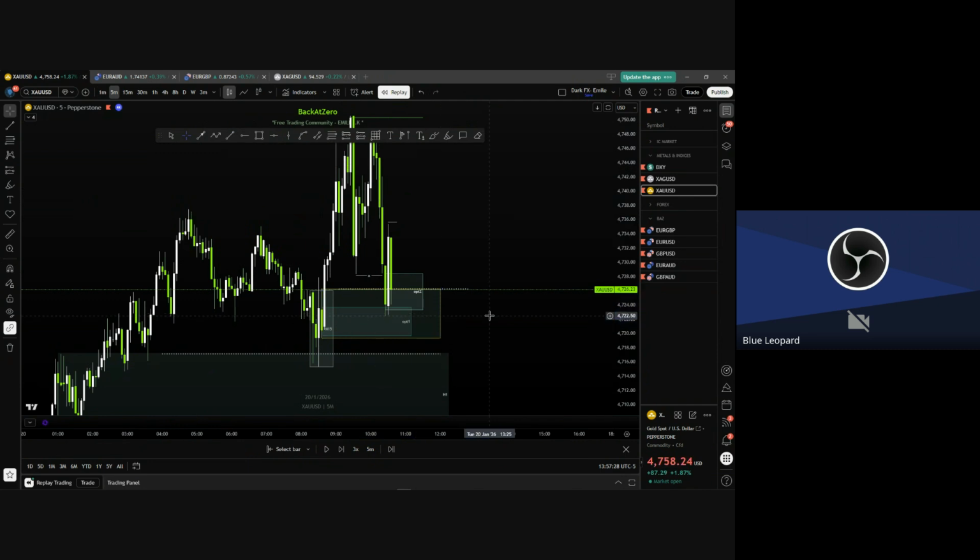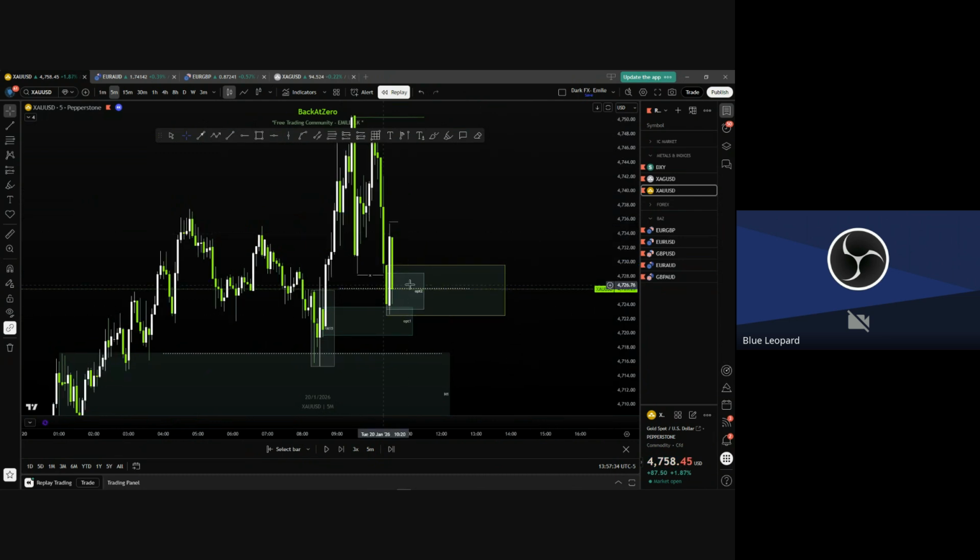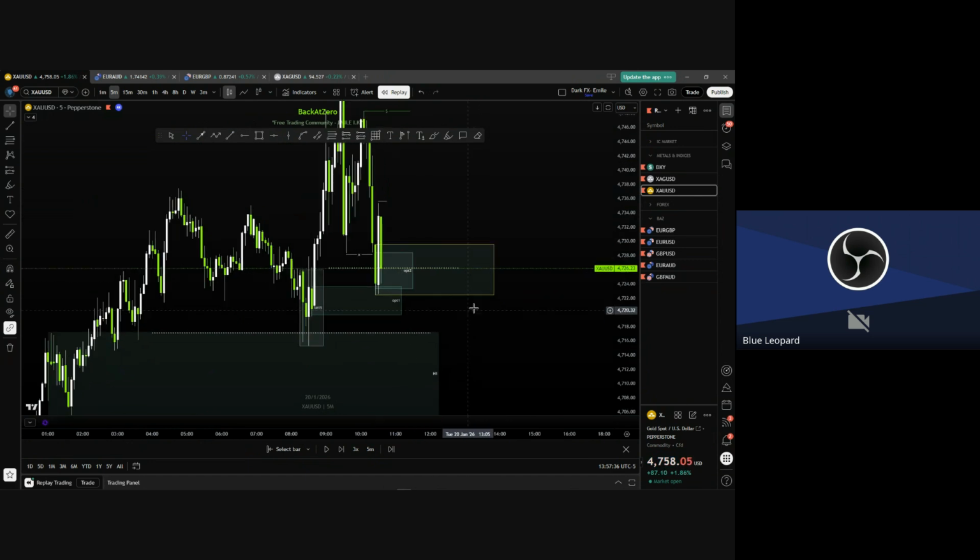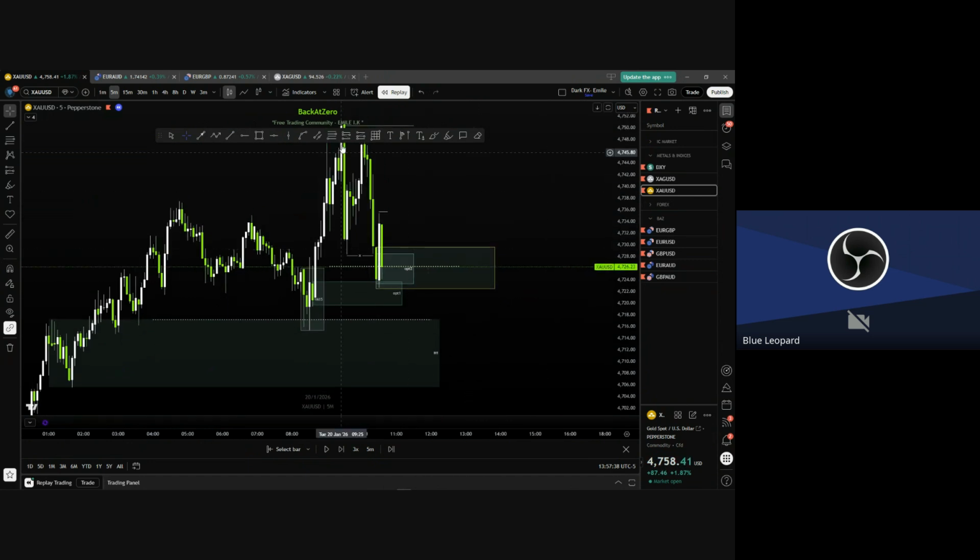So you still have option one and option two on M5, but the price is just too big for you to take. The stop loss will be big, because if you push below this guy, it will be very big.